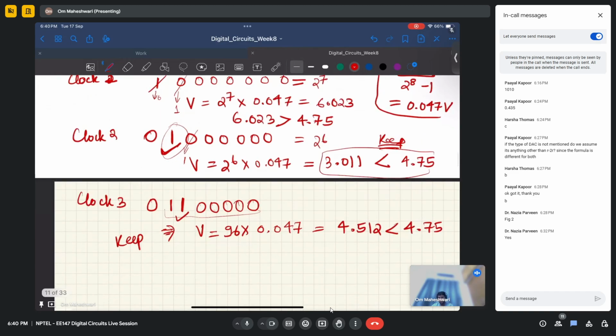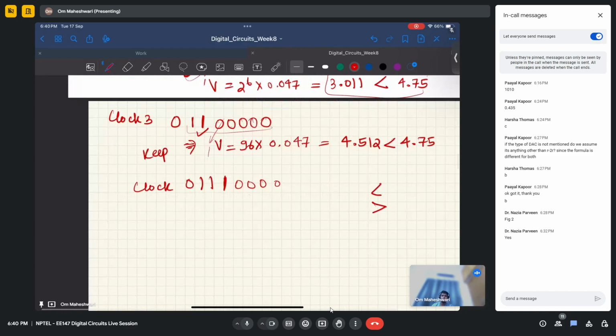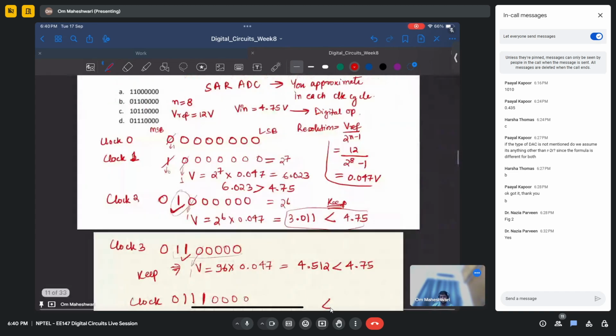In the next cycle, you keep these bits and now change this bit to 1. Then check if it is less than or greater than. So basically in successive approximation, you make successive approximations. If V is greater than V in, you discard that one. If V is less than V in, you keep the one. So that is what we had done, right?